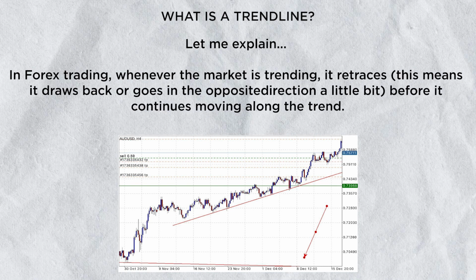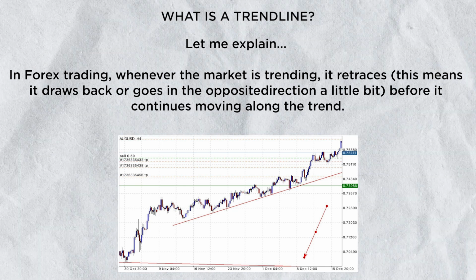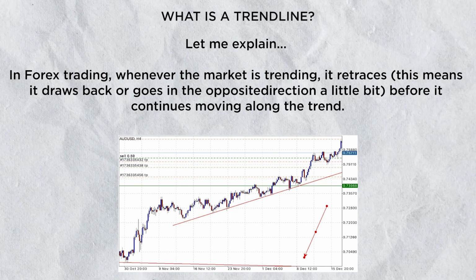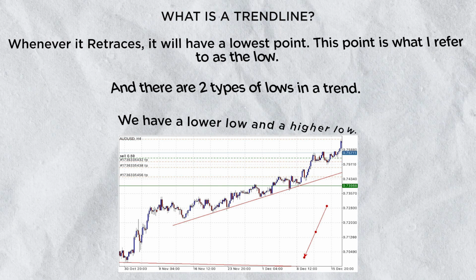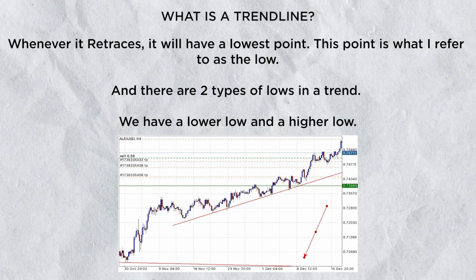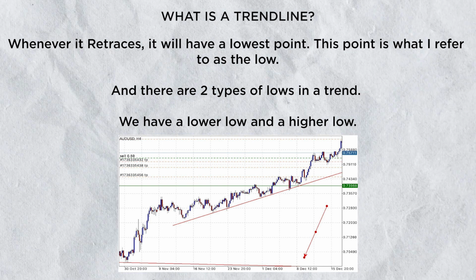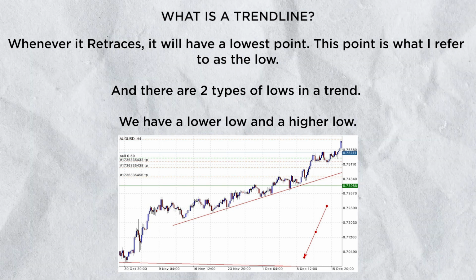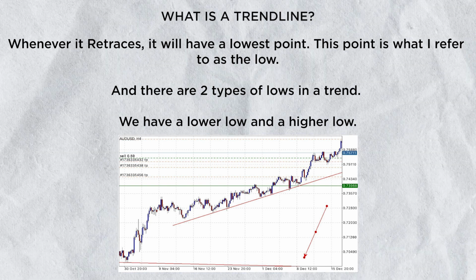Let me explain. In Forex trading, whenever the market is trending, it retraces. This means it draws back or goes in the opposite direction a little bit, before it continues moving along the trend. Whenever it retraces, it will have a lowest point. This point is what I refer to as the low. And there are two types of lows in a trend. We have a lower low and a higher low.